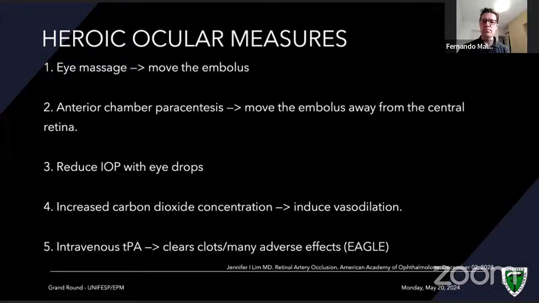So for the heroic ocular measures, we could perform eye massage or anterior chamber paracentesis to reduce intraocular pressure. All these measures would try to dislodge and move the embolus to another area and try to recover the perfusion. Other measures include increasing carbon dioxide concentration, which would induce vasodilatation and try to move the embolus as well.